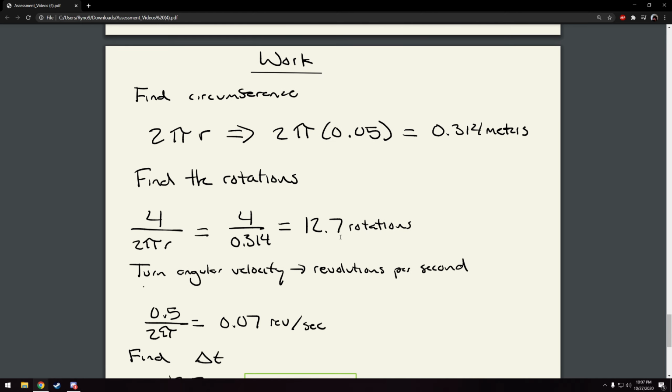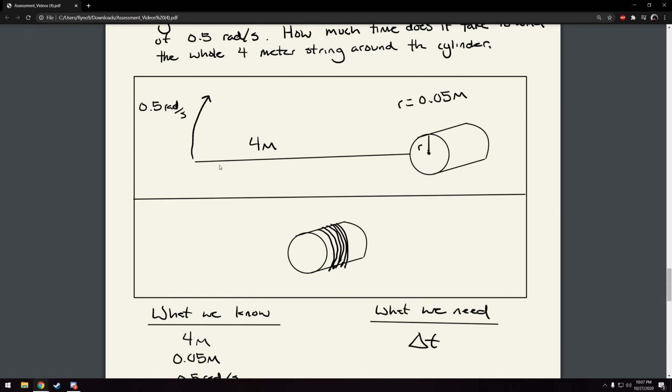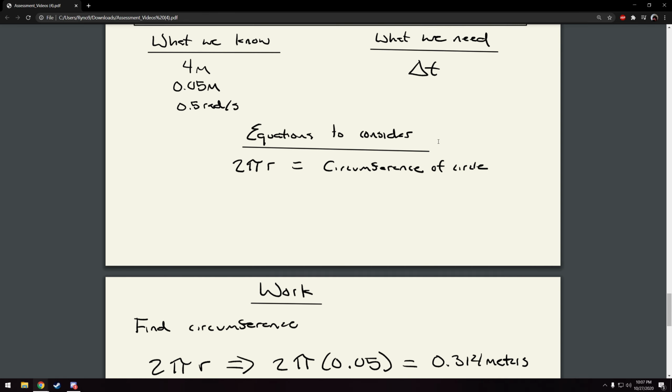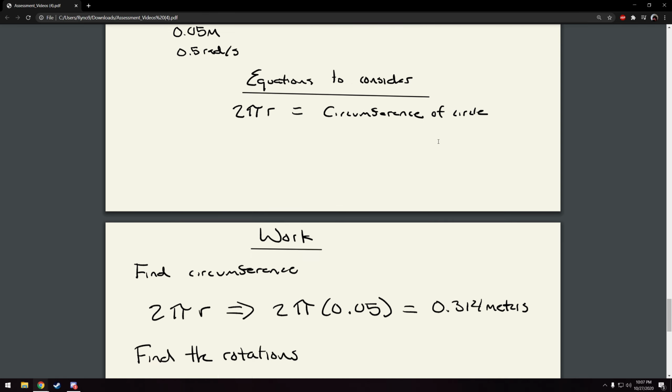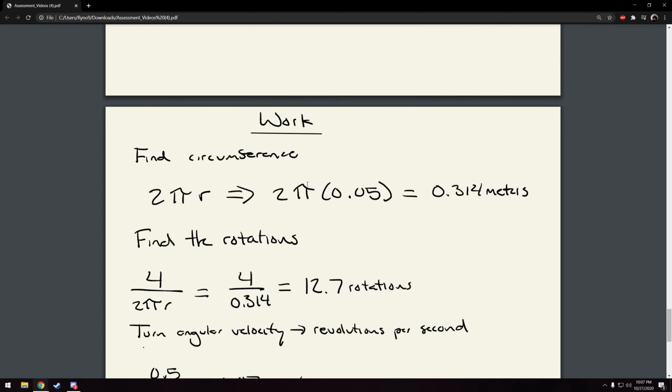Alright, so the first thing we need to find is how many rotations it takes for that string to be fully wrapped around that very small cylinder. And to do that, we need to find the circumference. Now, the circumference is 2 pi r, right? You plug in the radius 0.05 for that equation, and you should get 0.314. That's the circumference, so that's how much length it takes to wrap fully around the circle once.